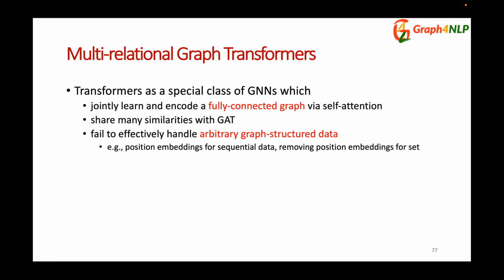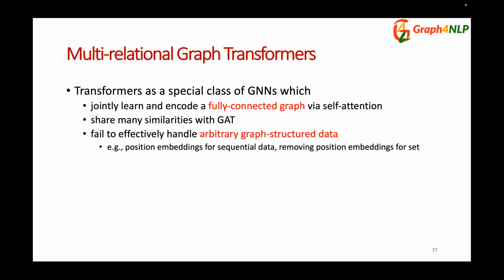And the last type of multi-relational GNN we will introduce here is called multi-relational graph transformers. Transformers can be regarded as a special class of GNNs, where multi-head self-attention is essentially learning dynamic graph structures adaptively at each layer. And transformer models actually share many similarities with the GAT models.